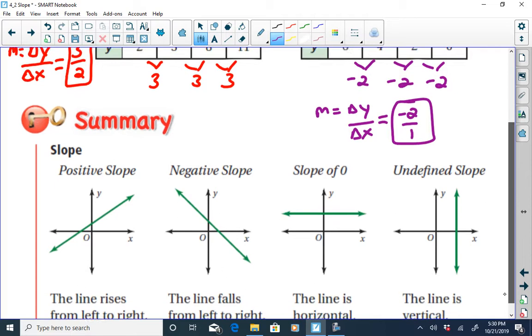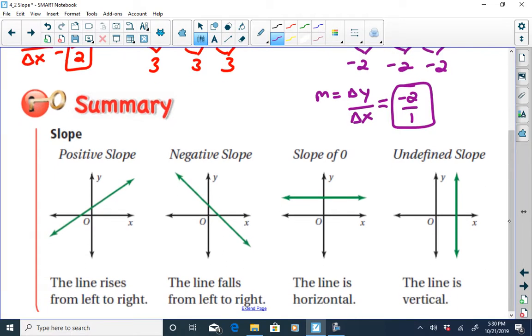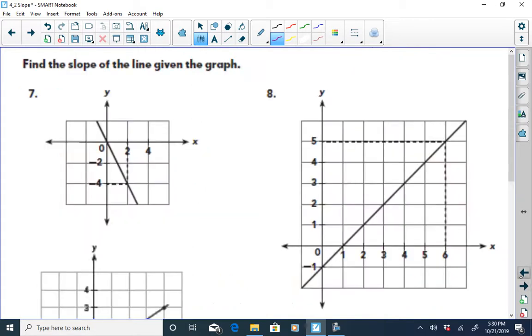All right? Just to summarize what we've done here, positive slopes rise from left to right, negative slopes fall from left to right, horizontal lines have a slope of 0, and vertical lines have slopes that are undefined. Okay, now a little practice for you guys.